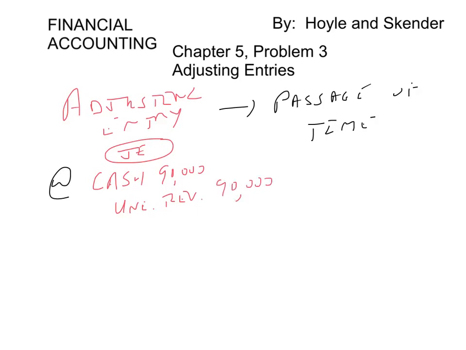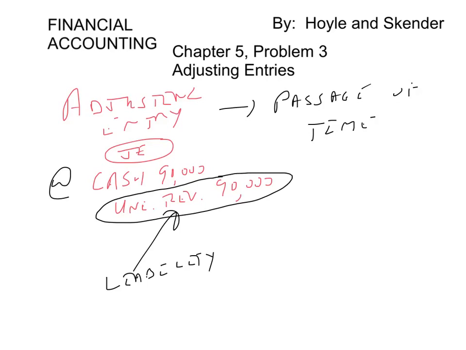Now, that unearned revenue account is a liability. The reason the unearned revenue account is a liability is that you owe them the work. You owe them the service. If you don't do the work, you have to give the money back. So we look at that unearned revenue account as a liability. Now, do we have the passage of time? Yes. In this case, 1 month has passed.